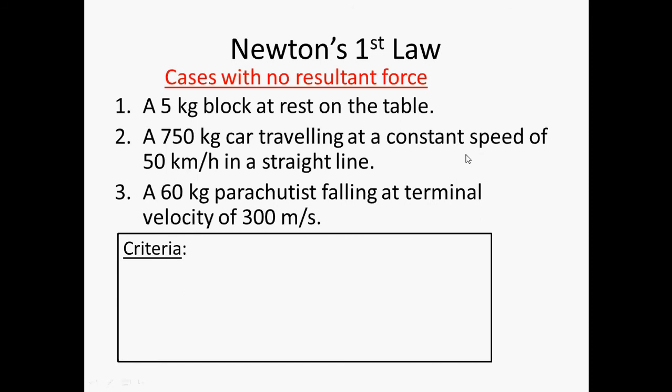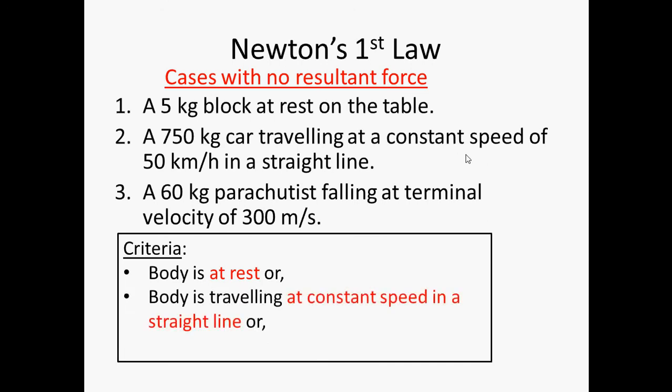Now, how do we know that they fulfill Newton's first law? Obviously, the body must either be at rest, or be traveling at constant speed in a straight line, or have no acceleration. If you look at these 3 cases, the first case fulfills the first criterion, it is at rest. The second case fulfills the second criterion of constant speed in a straight line.